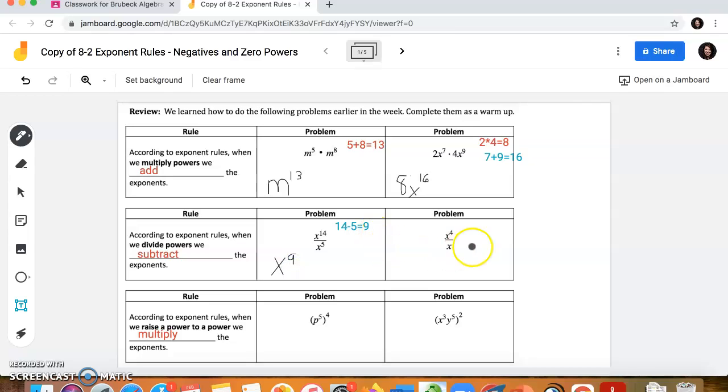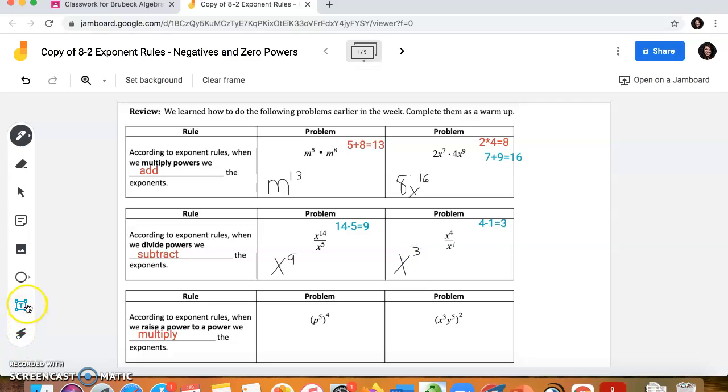And then a lot of students struggle on this. They see the 4, but they don't see a power on the bottom. There's no power, but when you have an x by itself like that, it's always raised to the power of 1, any variable that's by itself. So we have 4 minus 1, which is 3. So the answer here is going to be x to the 3rd power.